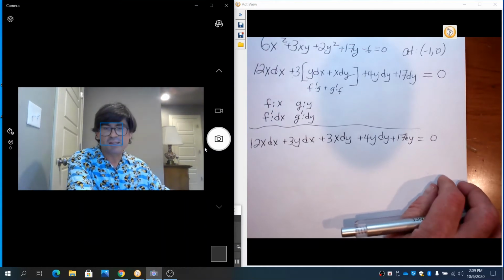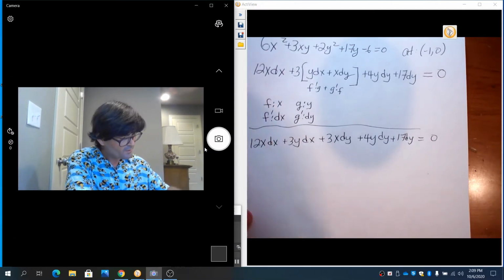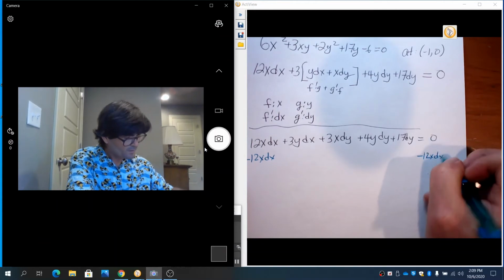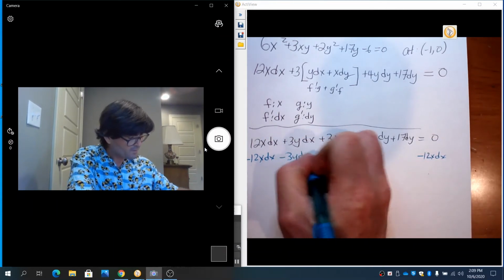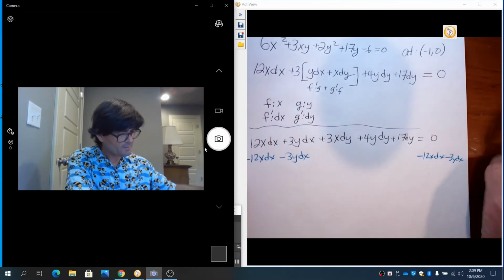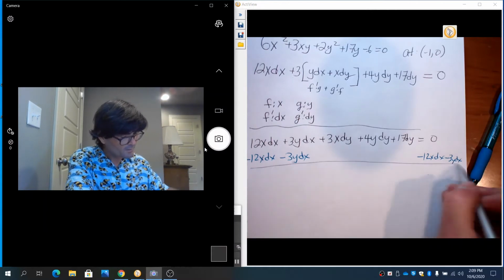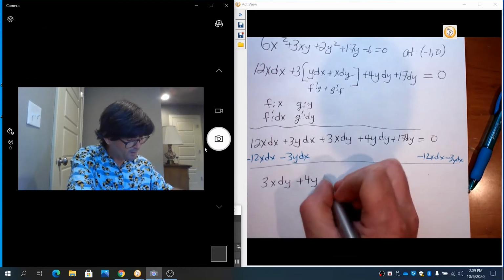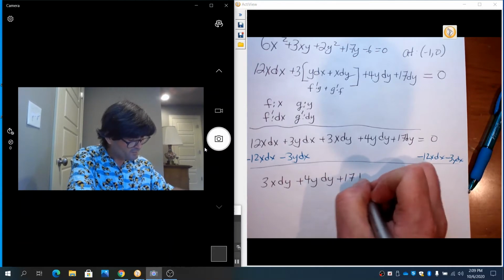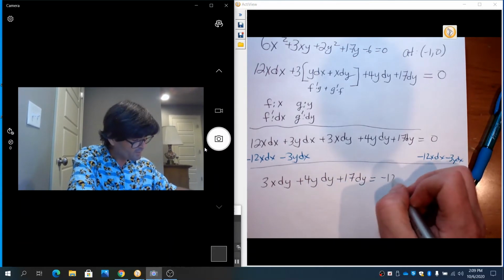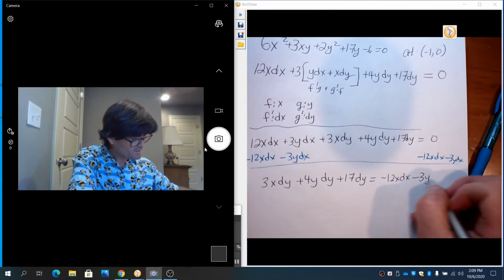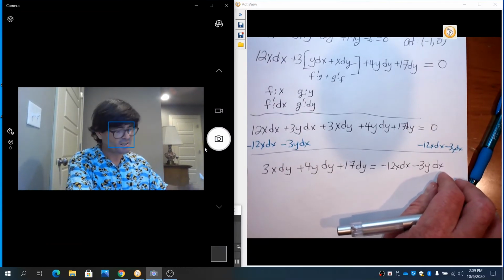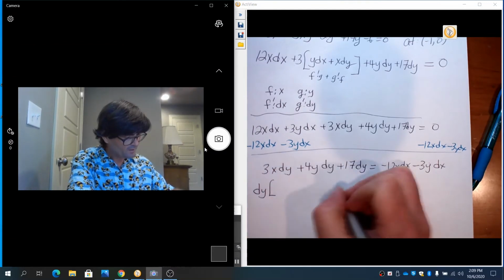I told you I want to keep the dy's on the left, and I'm going to move the dx's to the right. So it means we're going to do minus 12x dx minus 3y dx. And we're going to have 3x dy plus 4y dy plus 17 dy equals negative 12x dx minus 3y dx. Now that I have the dy terms on one side, the dx terms on the other, I want to factor out the dy and the dx.